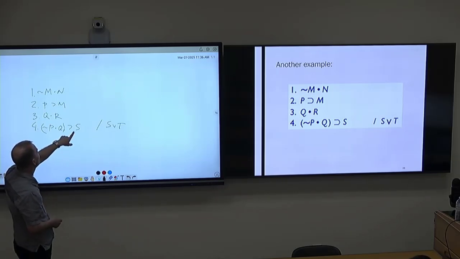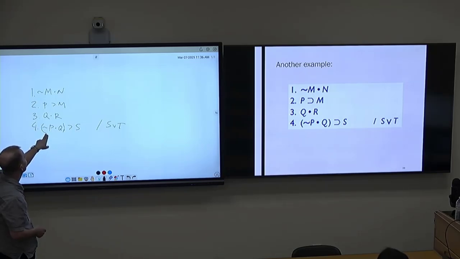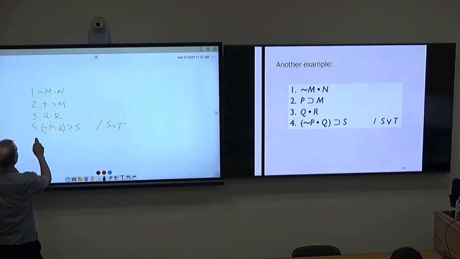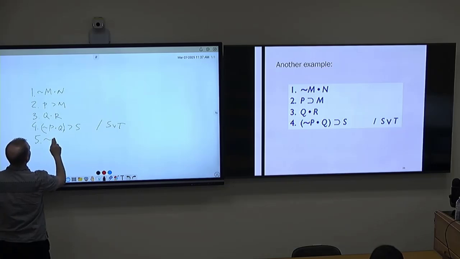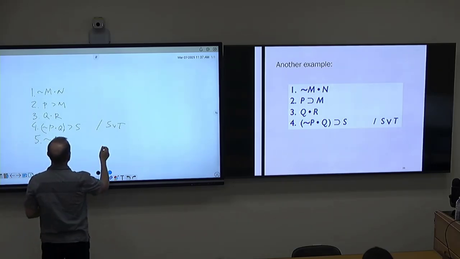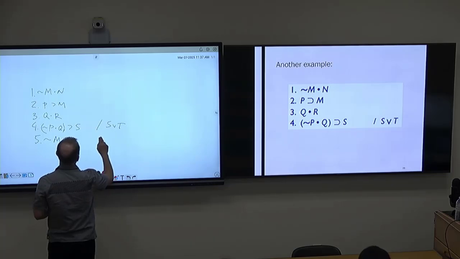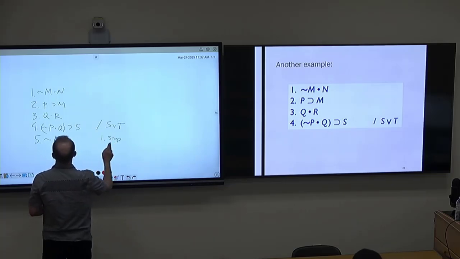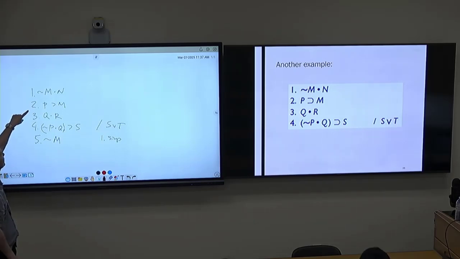S is here. To get to S, we need to get this. How can we get not T and Q? We need to get not P somewhere. To get not P somewhere, we have to get not M by itself. We can get not M by itself right here, because that already is possible. So not M, right? That would be line 1 simplification. So now we can get not P.